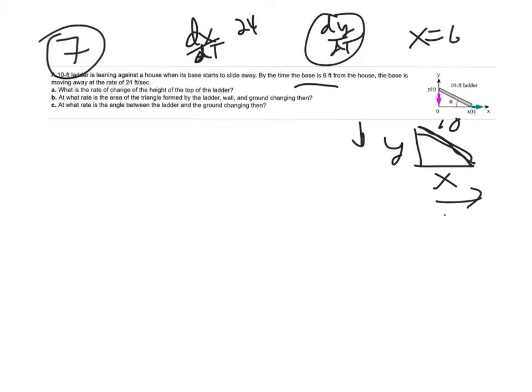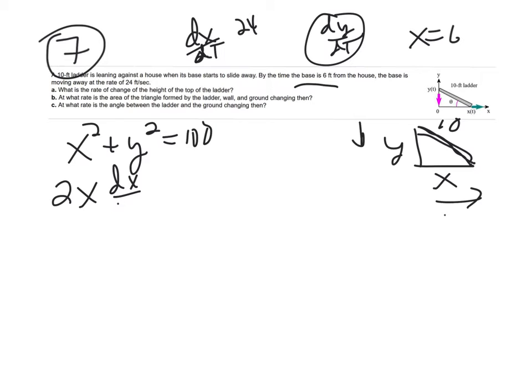So we know from the Pythagorean theorem that x squared plus y squared equals 10 squared. Now I'm going to take the derivative. It's going to become 2x, but we're taking the derivative with respect to time, so I have to do dx/dt, plus 2y dy/dt equals the derivative of 10, which is 0.